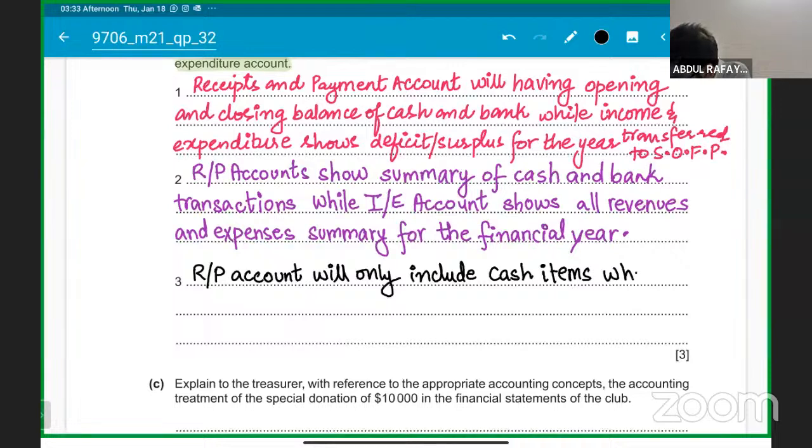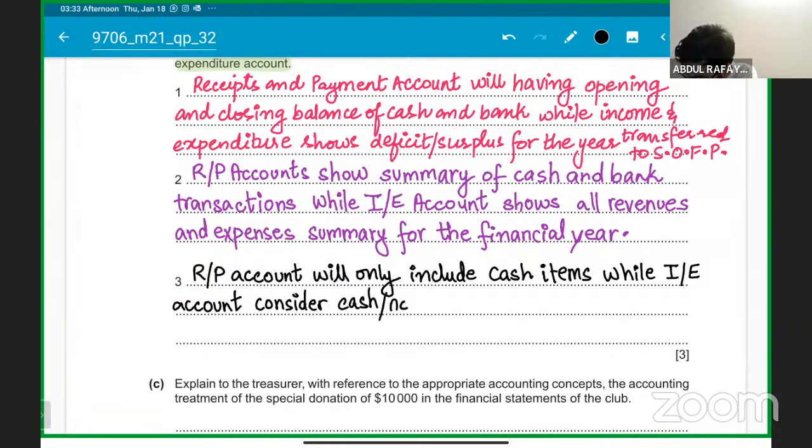While income and expenditure account जो है, they consider both of them. So they consider cash and non-cash as well. Okay, everyone getting it clear? Consider cash and the non-cash items. As we already know कि जैसे depreciation होती है, तो depreciation is a part of the income and expenditure account. तो वो non-cash item है, तो depreciation will never be shown in the receipts and payments account. Okay, students, getting it clear?